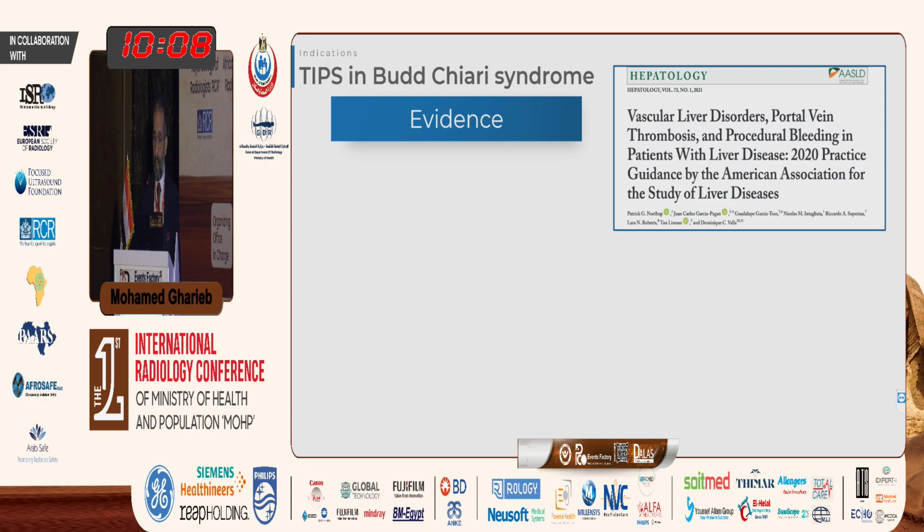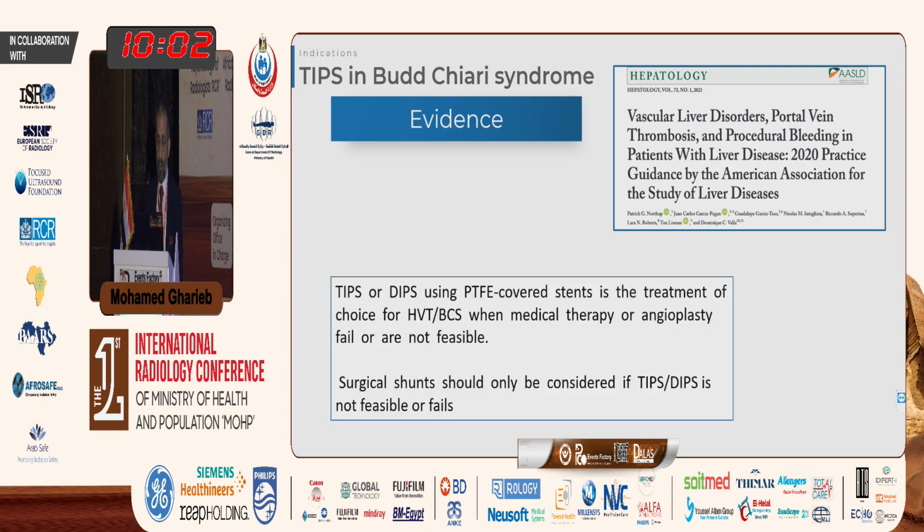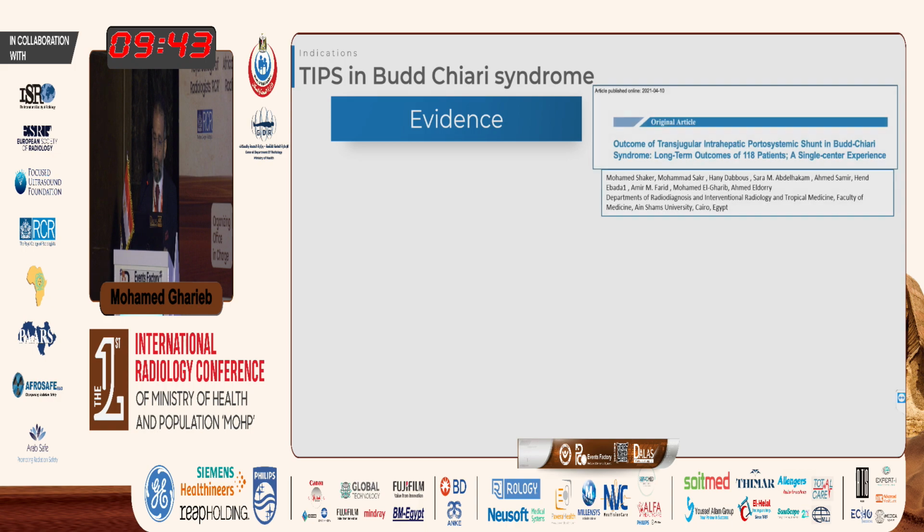Also, the American Association for the Study of Liver Diseases criteria in 2020 say that TIPS or DIPS using covered stents is the treatment of choice for Budd Chiari when medical therapy or angioplasty fail or are not feasible, and surgical shunts could only be considered if the interventional radiology procedure, TIPS, is not feasible or it fails.